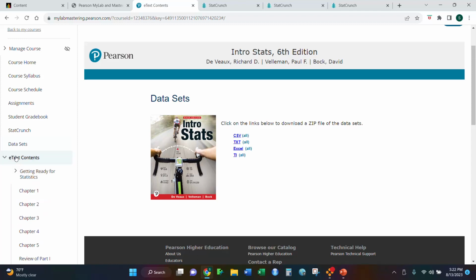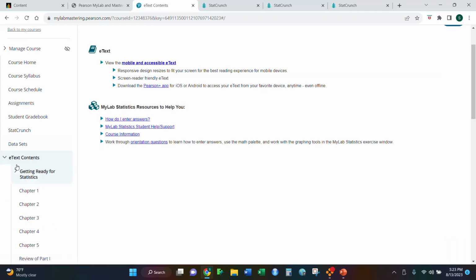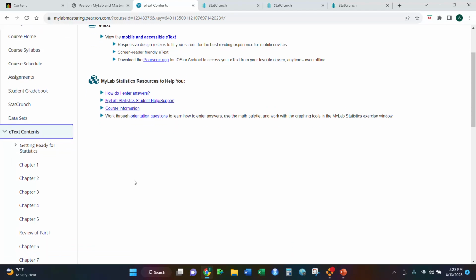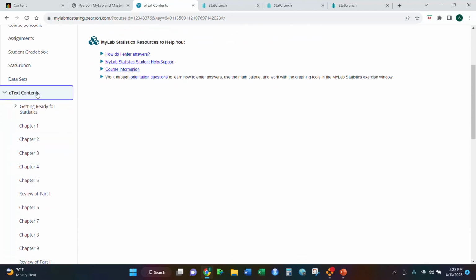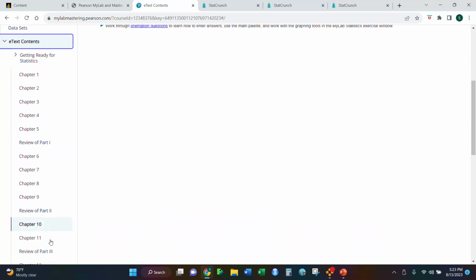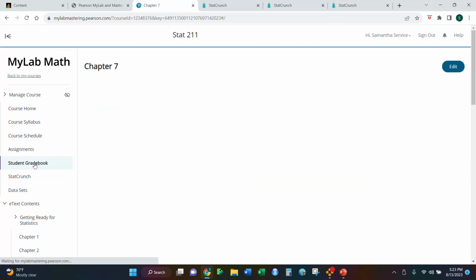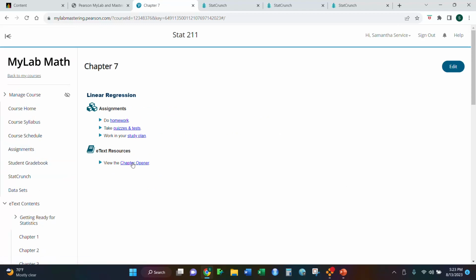Under data sets is e-text content. I mentioned that there are two ways you can access your e-textbook. One, if you click on the link in your homework because you're looking something up. The other is here, where it says e-text contents. You can find the chapter you're looking for. Say you want to take a look at chapter 7, chapter opener.